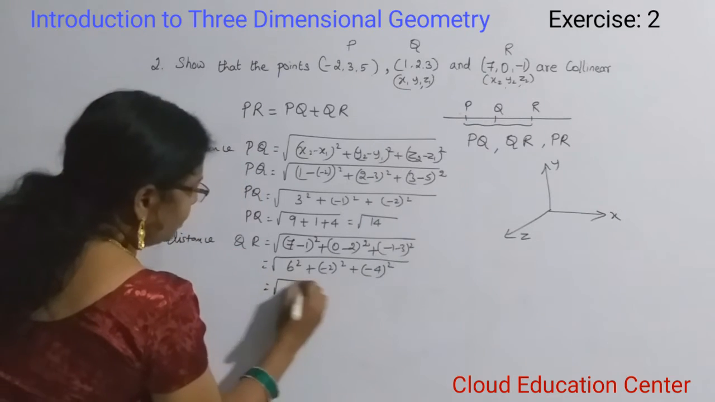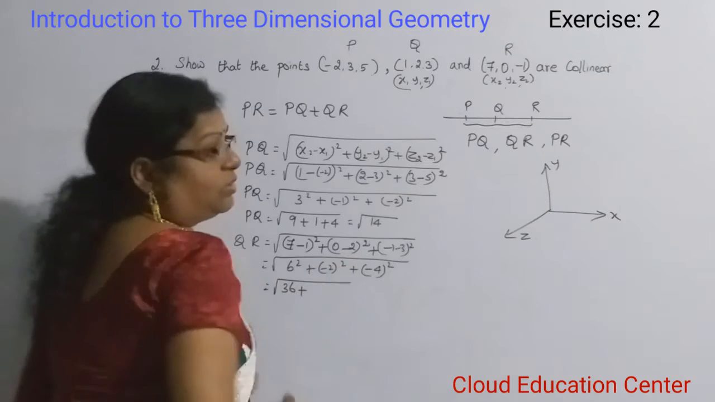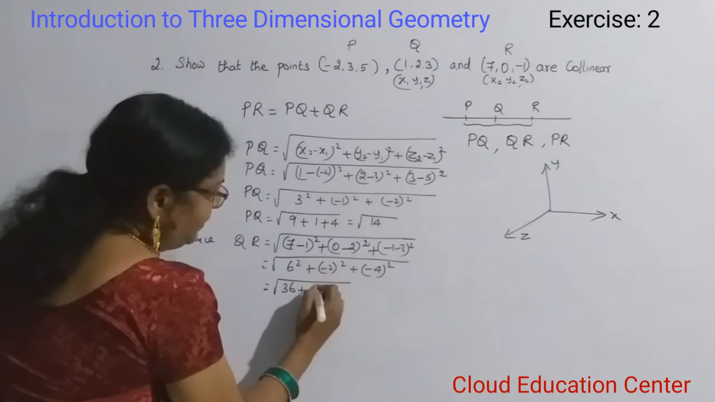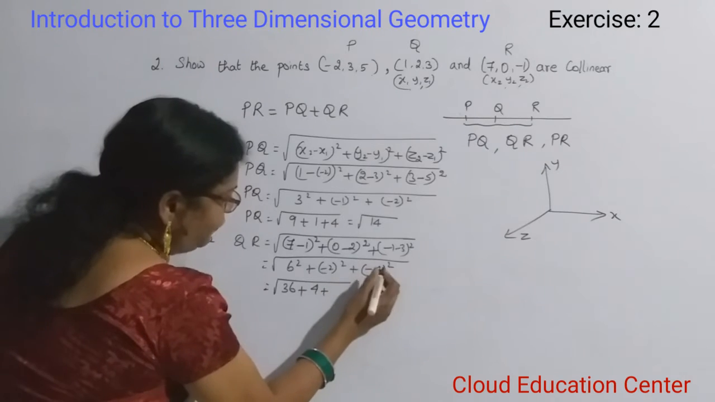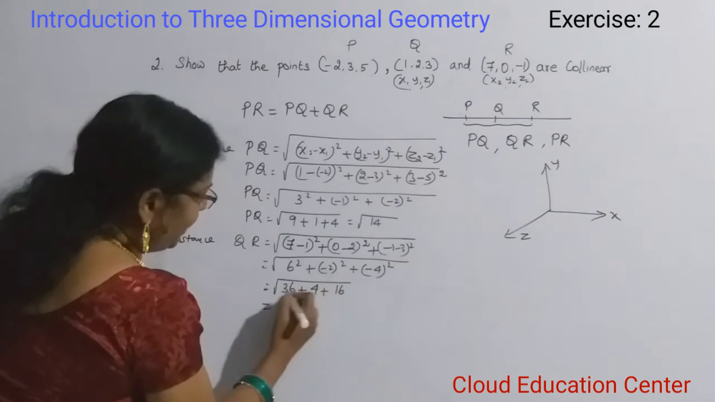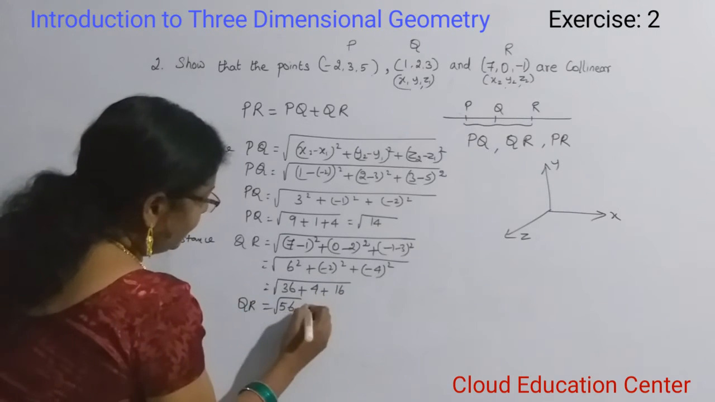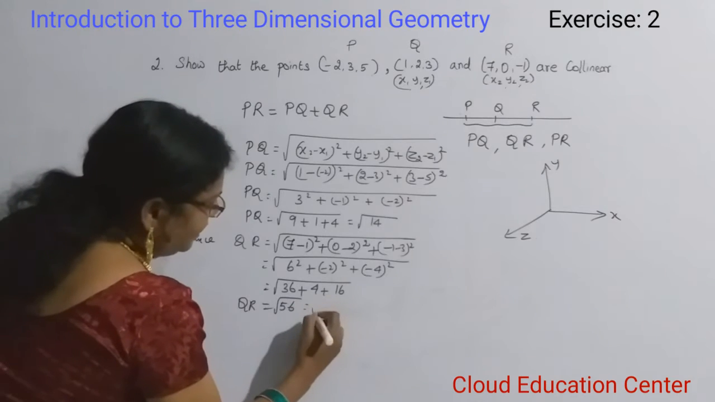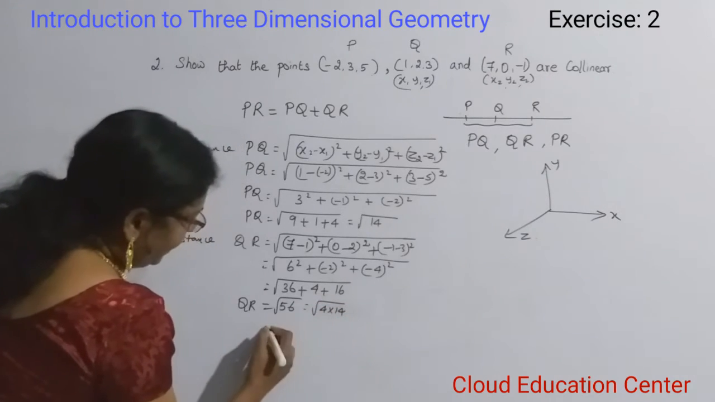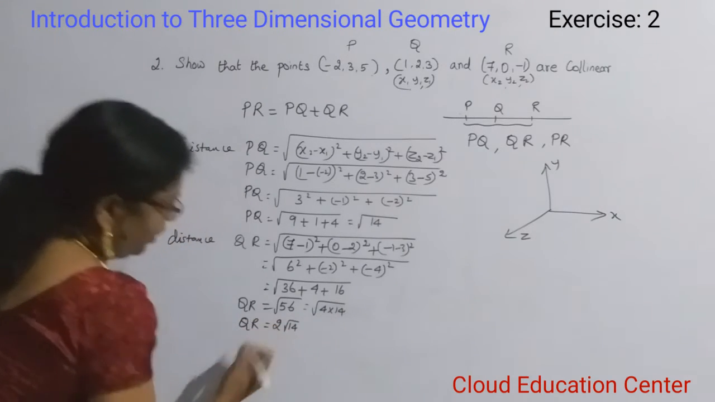So now the square root of 6 square is 36, plus when you square the minus it becomes positive, 2 square is 4, plus here also positive, 4 square is 16. So we will get the square root of 56, that is the QR distance. Root 56 we can write as the square root of 4 into 14. 4 we can take outside, so 2 root 14 is the distance between the QR points.